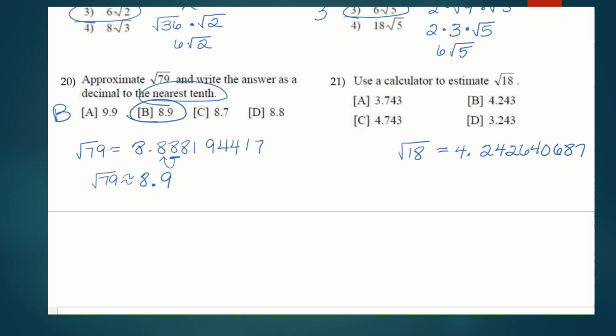So I'm going to take a look at the 4th decimal place, so the 10,000ths place, to help me out. I see that it's a 6, which is above 5, so I'm going to take my thousandths place, which is a 2, and I'm going to round it up. So the square root of 18 is approximately 4.243. And that matches answer choice B as well.